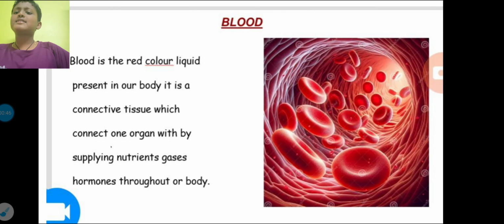So the blood is a red colored liquid present in our body. It contains a red colored pigment called hemoglobin. And it is a connective tissue which connects one organ with another by supplying nutrients, gases and hormones throughout our body.